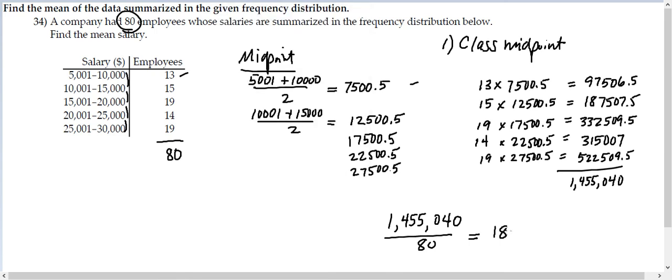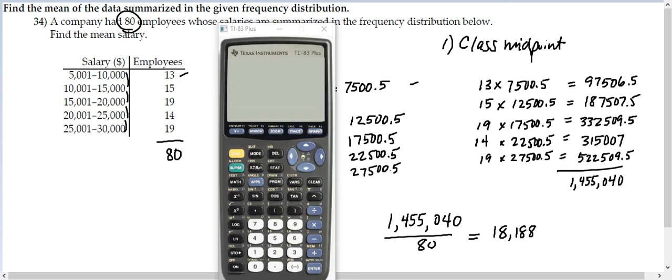Now I'm going to show you with a graphing calculator how you can do this, what I think is a lot faster. Let me pull that up. With the graphing calculator, you'll press Stat and go to Edit. We're going to edit the list. The first thing we put in is the class midpoints, all in the first column. It's important that they go in the first column. Then we put the frequencies in the second column: 13, 15, 19, 14, and 19.